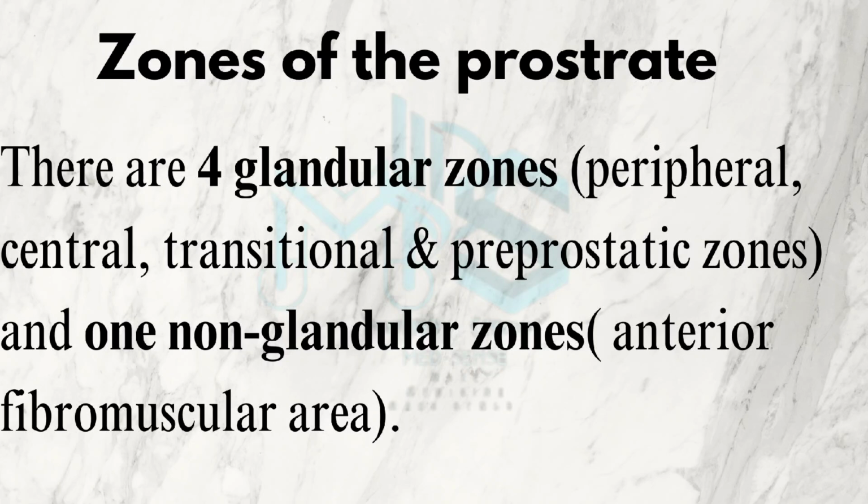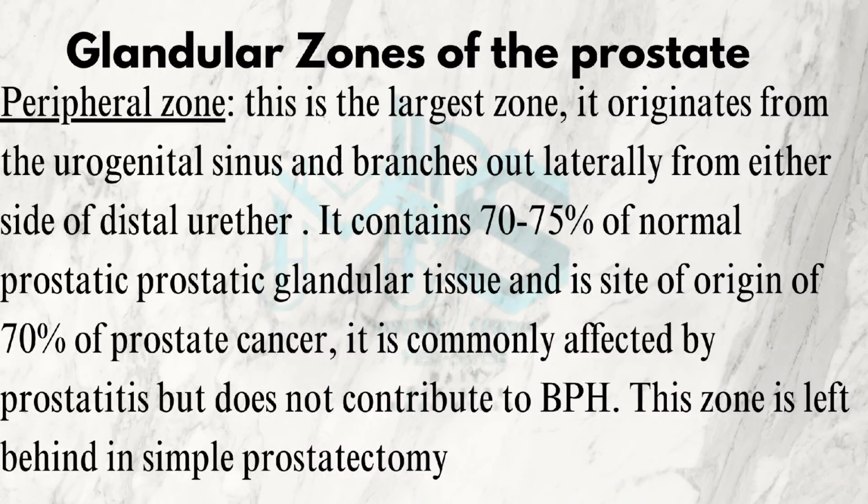Now let's look at the zones of the prostate. There are 4 glandular zones, which are the peripheral, the central, the transitional, and the preprostatic zones, and there is 1 non-glandular zone, which is the anterior fibromuscular area. These are the zones of the prostate, but for emphasis sake, the 4 glandular zones are the most important zones of the prostate. Now let's look at the first one on the list, which is the peripheral zone. This is the first glandular zone of the prostate.